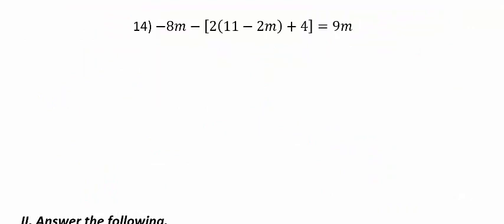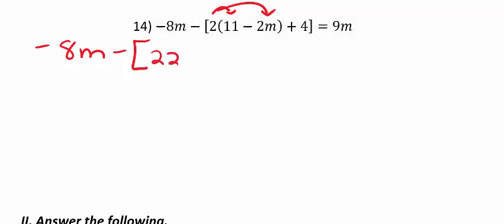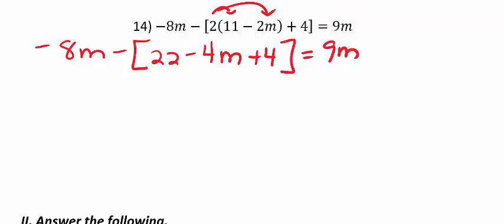So in number 14, we have a lot going on here. We've got 2 sets of brackets, and so we're going to start with the innermost brackets here, and we're going to go ahead and distribute in here and rewrite the rest. So I'm going to rewrite negative 8m minus big bracket here, and I can go ahead and distribute 2 times 11 is 22, and then 2 times negative 2m is going to be a minus 4m plus 4. Close up the bracket is going to equal 9m.